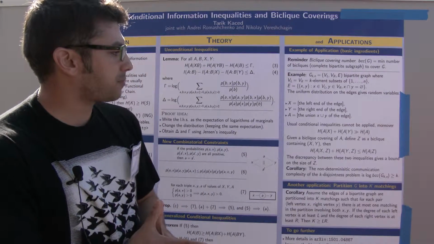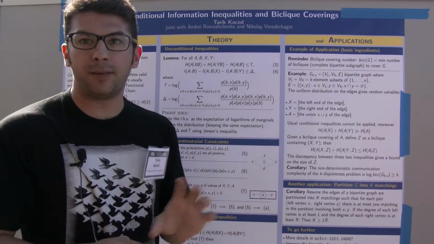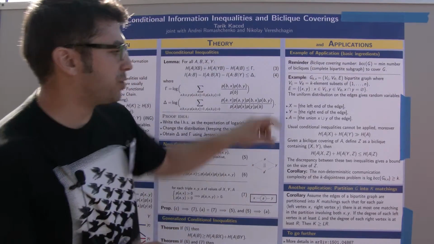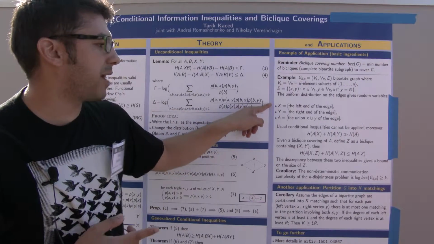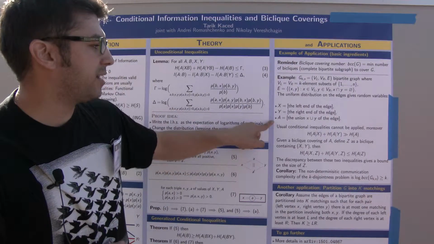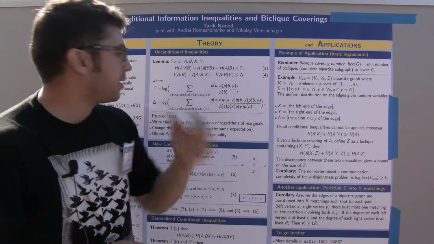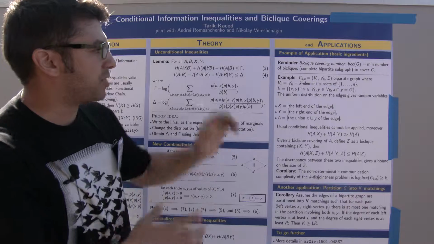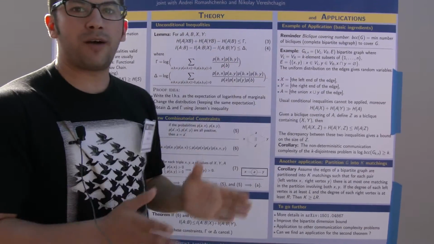For instance, how to do this? You just take an edge at random, and then it gives a distribution for x, y, and a, where x is just the left-hand side of the edge, y is the right-hand side of the edge, and a is the color. Let's say the color of the edge. So for a particular graph that we call JKN, which is just a bimetric graph.